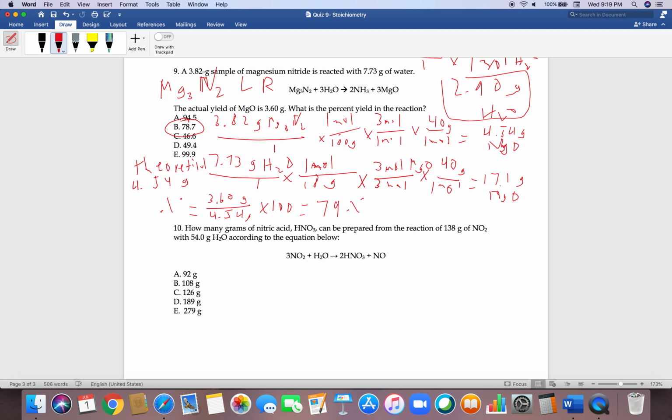You could leave it at moles of magnesium oxide. That's still going to tell you the limiting reactant, but you're then going to need to convert it into grams in order to calculate the percent yield, since the actual yield was given to you in grams.